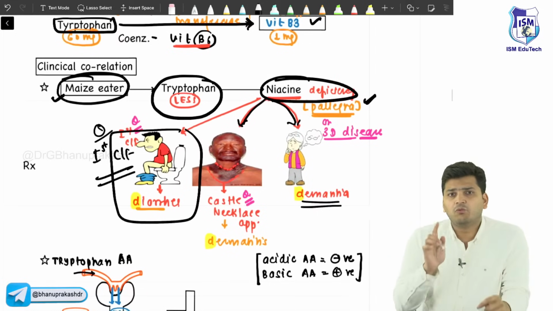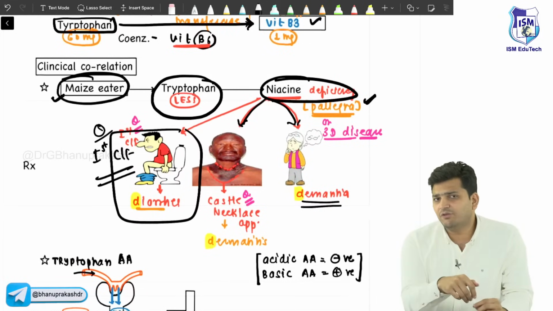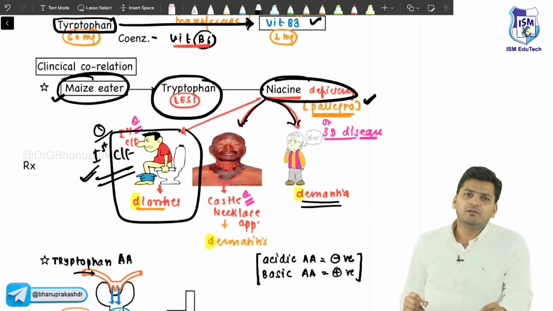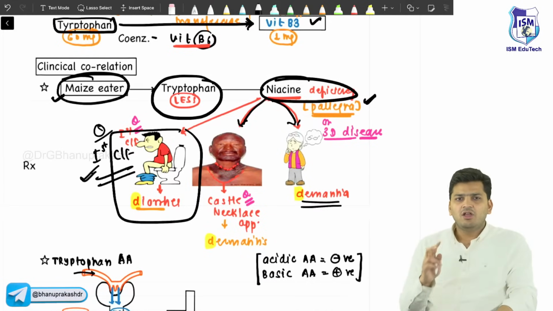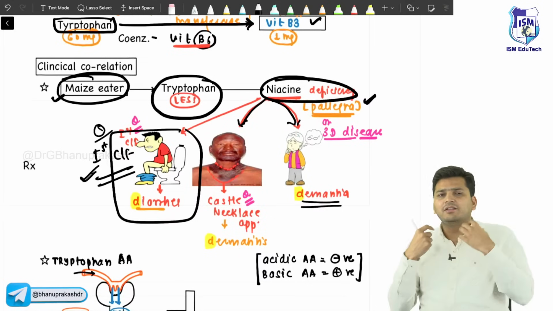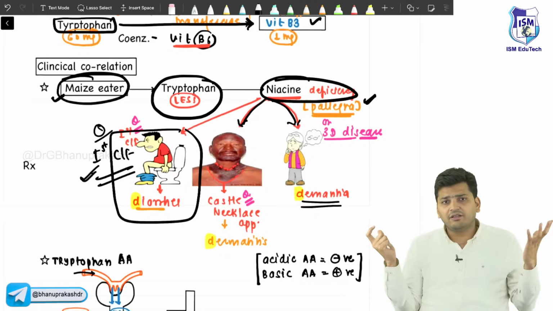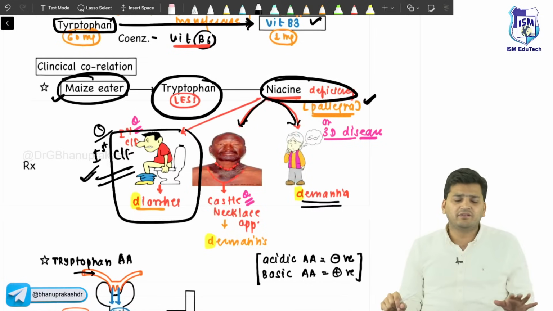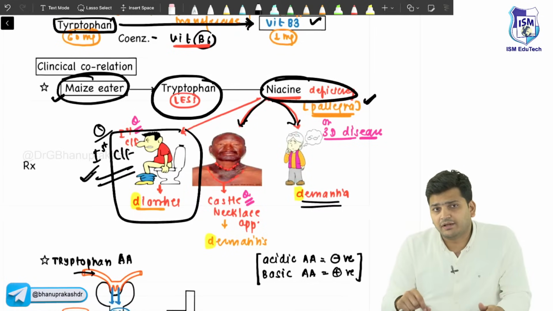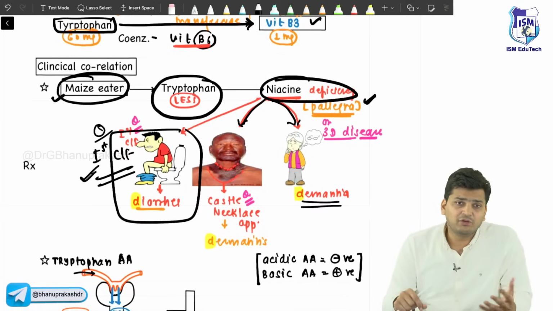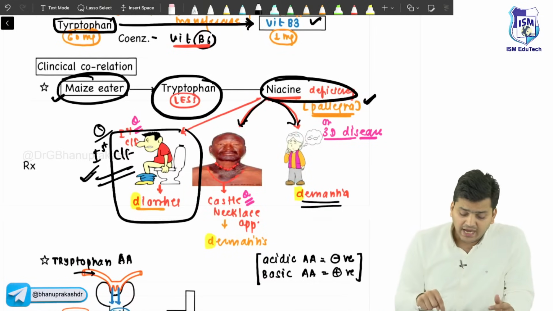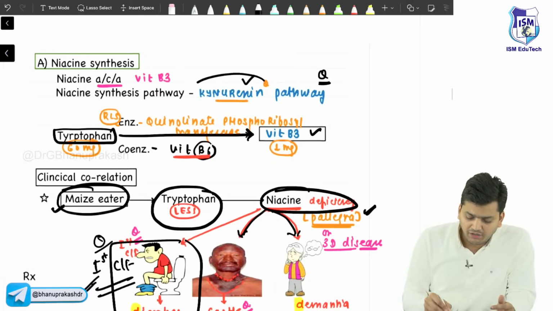So the question will be, what is the first symptom of pellagra? Diarrhea. Pellagra always starts from the GI tract. Then, if not treated, the patient will develop dermatitis. If not treated, the patient will develop dementia. This is called pellagra, deficiency of niacin. Why? Because the patient was not eating tryptophan. And how do you make the niacin? What is the name of the pathway?